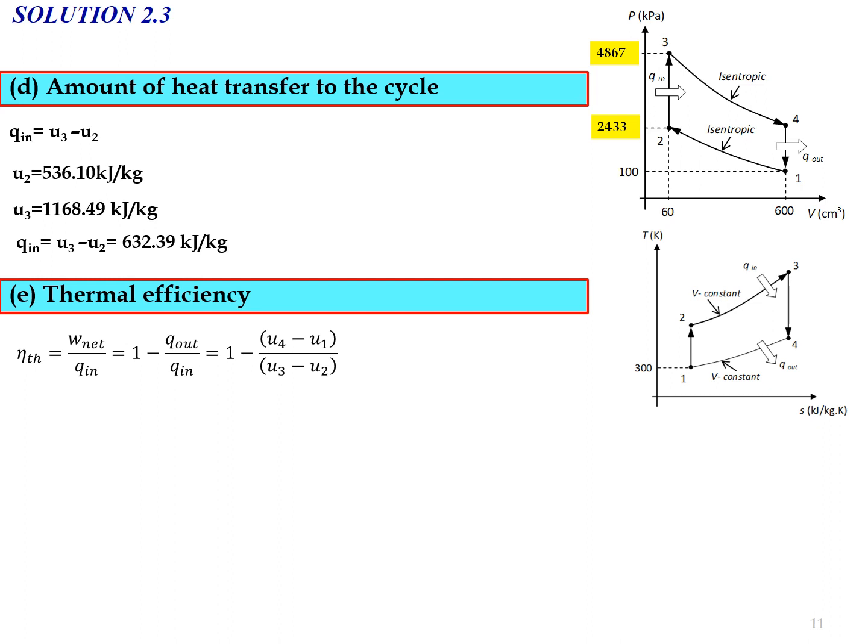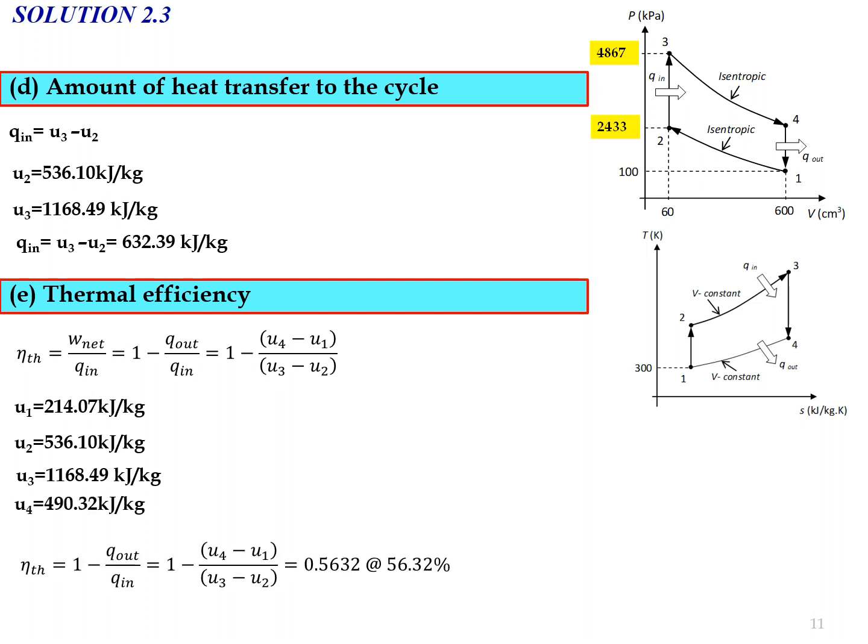So we know that Q out equals U4 minus U1, and Q in equals U3 minus U2. The values of U1 until U4 we already determined previously, so we just substitute all the internal energy values into the thermal efficiency equation. These are the values for internal energy that we already obtained: U1, U2, U3, and also U4. Substitute into the equation.